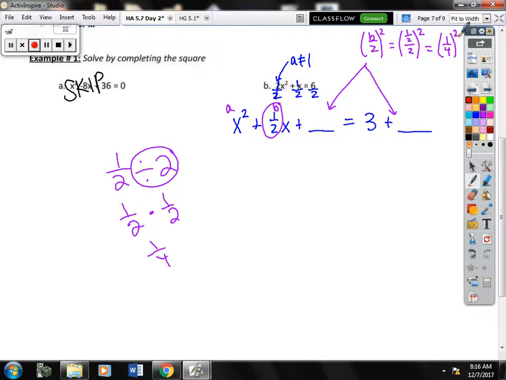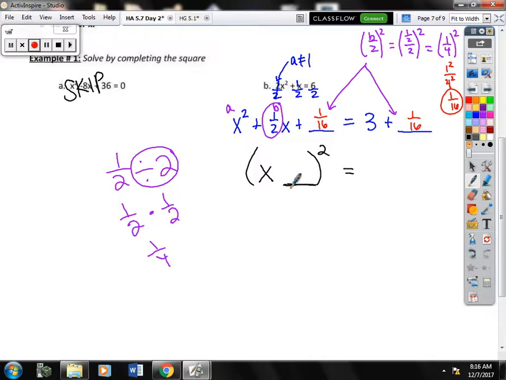Now we'll square the top and the bottom. 1 squared, 4 squared, I'm going to get 1/16. So that's what I'm adding to both sides. Now again, when we go to factor the left side, it's going to come out to be something squared.